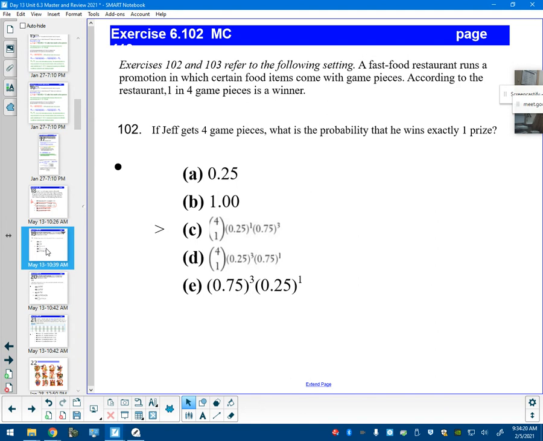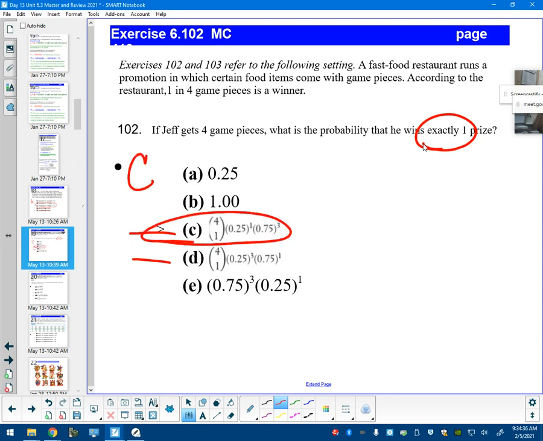All right. Win exactly one prize. When I hear the words exactly one, I think binomial, and I know it's either C or D. And then I go up and see that it's a 25% chance of winning. So it should be C, as in cat.